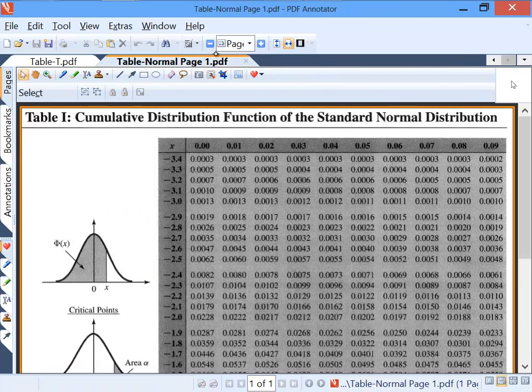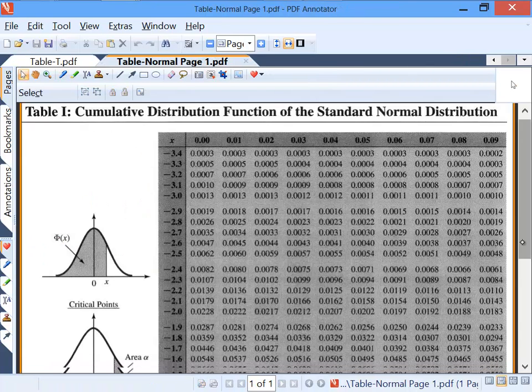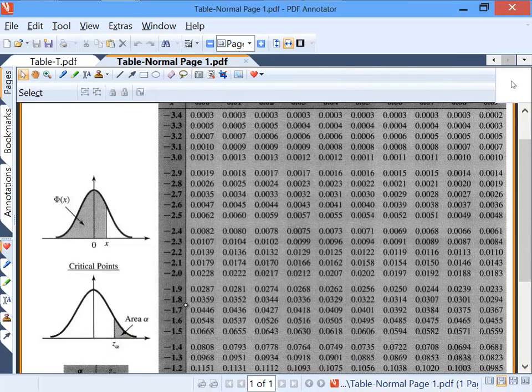I did bring z and t tables up here if you want to come grab them. So we're at negative 1.7, then 1, 2, 3, 4, 5, 6. 0.0392.